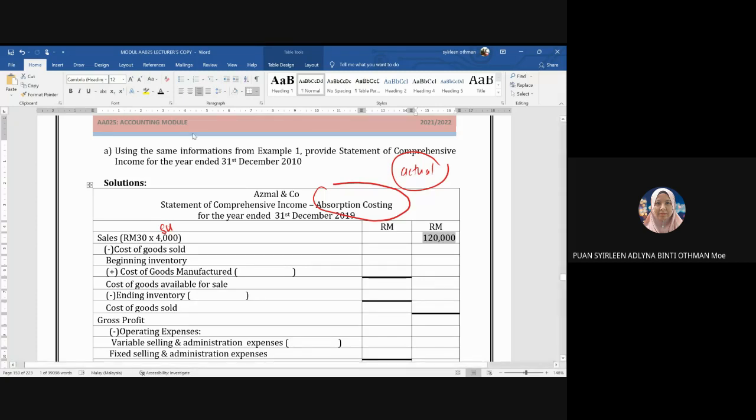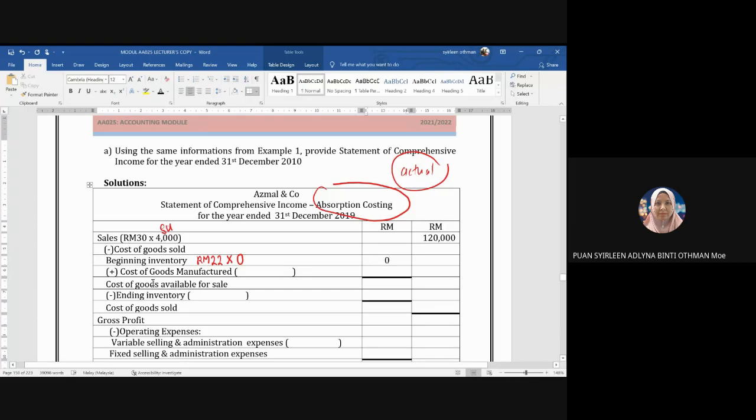Okay, so beginning inventory, sebenarnya dia ialah RM, this is absorption kan, RM22 darab unit dia ialah kosong. So, tak ada apa-apa kan dekat situ. So, nilai di situ ialah kosong. Okay, kosong. Alright.